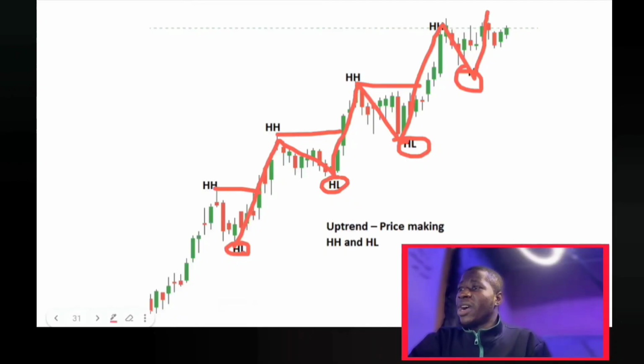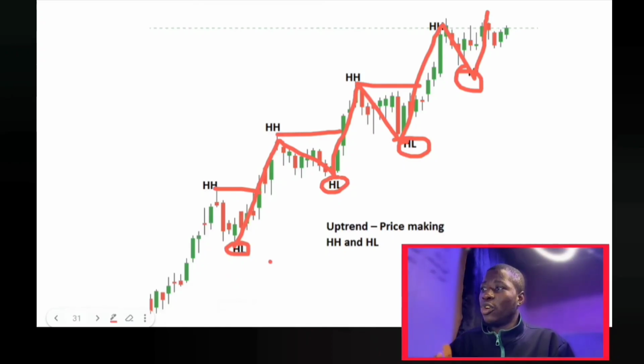So remember, for an uptrend, we want to focus on the impulsive move and avoid the correctional move. And remember, an uptrend creates higher highs and higher lows. So as shown in the chart, whenever you see the market like this, it means that the market is in an uptrend.